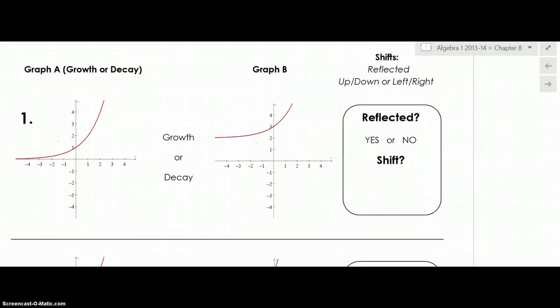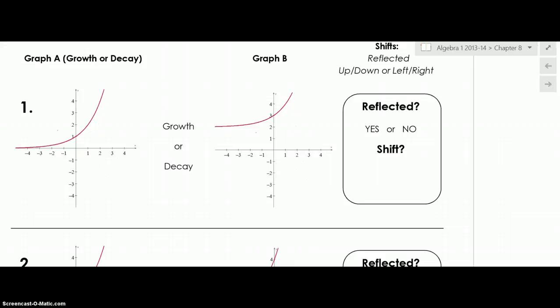So let's take a look at some graphs. Graph A is growth, because from left to right it is going up. And now let's look at graph B. Is it reflected? No. And then it says, how does it shift? So from graph A to graph B, where did it move to? Well, if you look at graph A, the y-intercept is 1, but graph B, the y-intercept is 3. So if you compare the point 1 to the point 3, it looks as if we have shifted up 2.